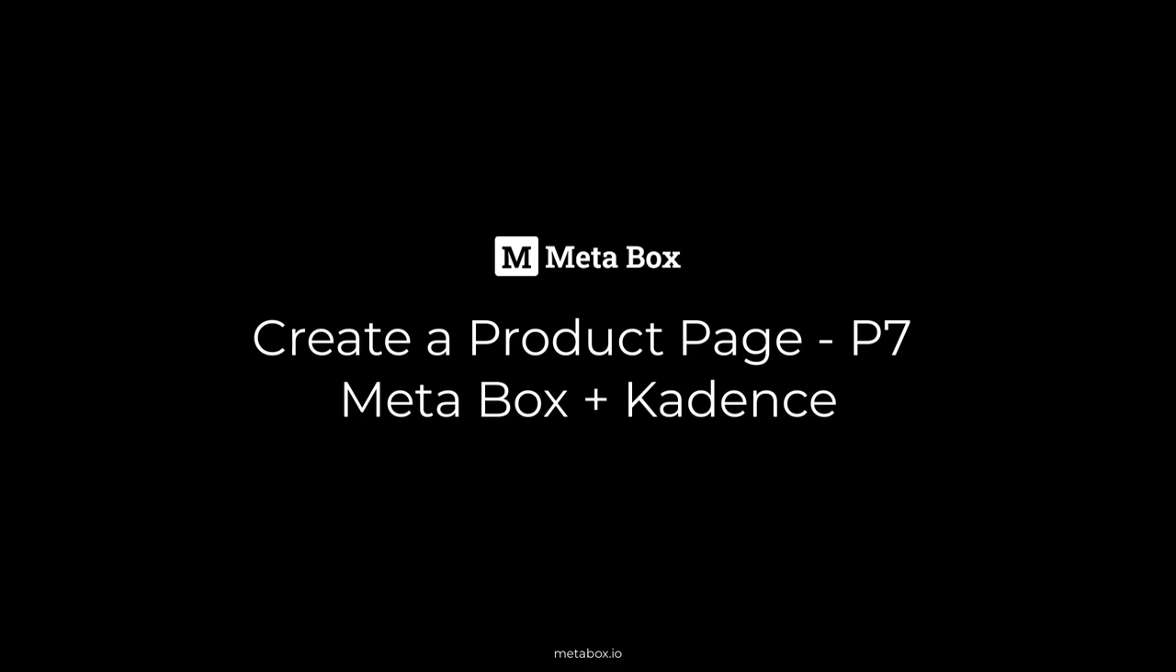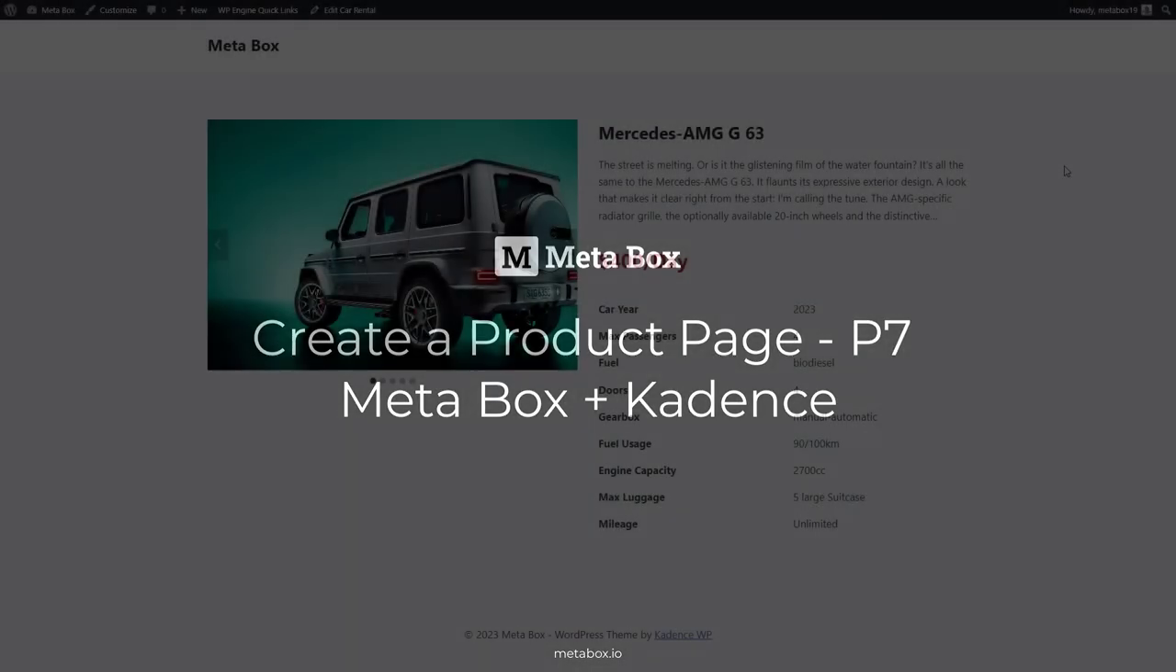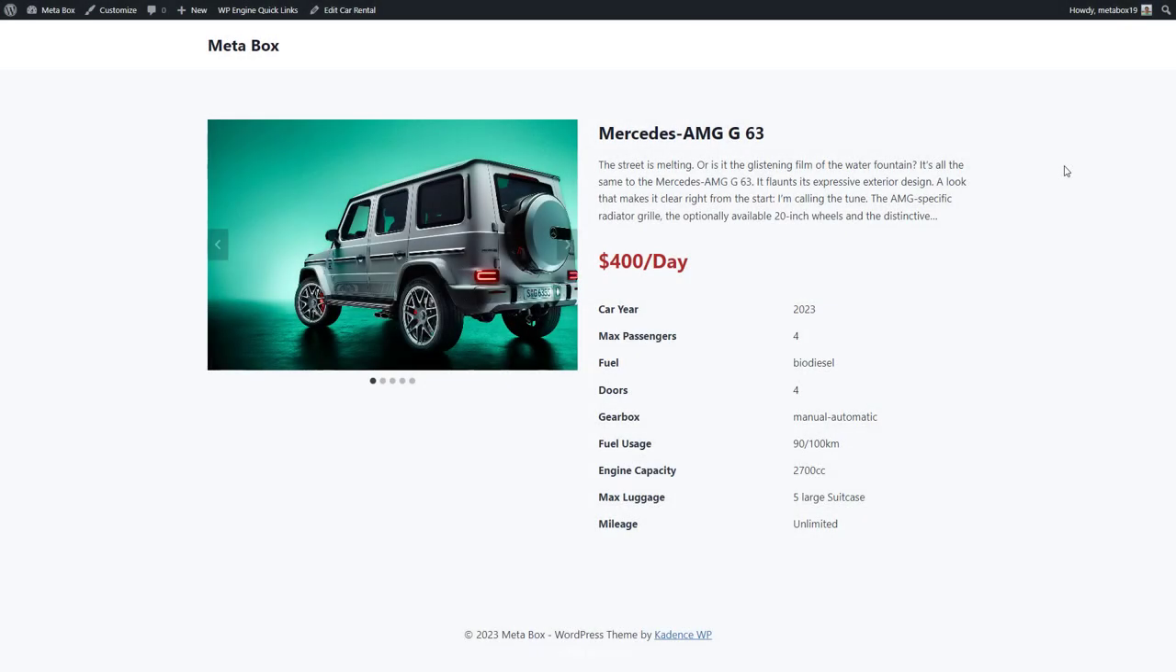In today's practice, we are going to find out how to create a product page using Meta Box and Kadence. Here I have a car rental page as an example for the product page. This is a single page built with Kadence containing the product's detailed information. Each product is a post of a custom post type. The name of this product and its descriptions are the title and content of the post. And all of the remaining information will be saved in custom fields created by Meta Box.